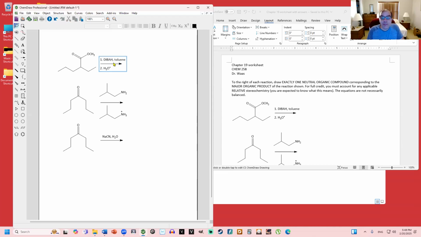So diisobutyl aluminum hydride is a reagent that we've talked about in class. It is specific for reducing esters to aldehydes and no further. Doesn't reduce them any further than that. And so the product of this, the major organic product at least, by which we mean the largest organic compound, will simply be the corresponding aldehyde, which looks like this. And you will also get a molecule of methanol. That's where the methoxy group goes.